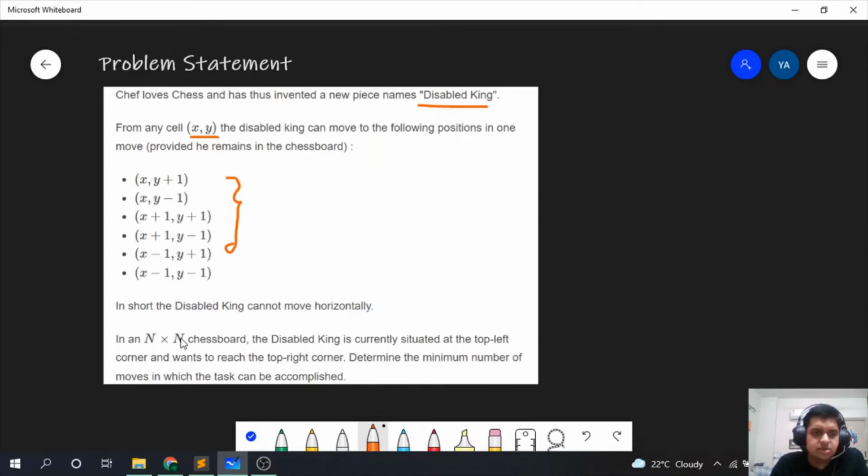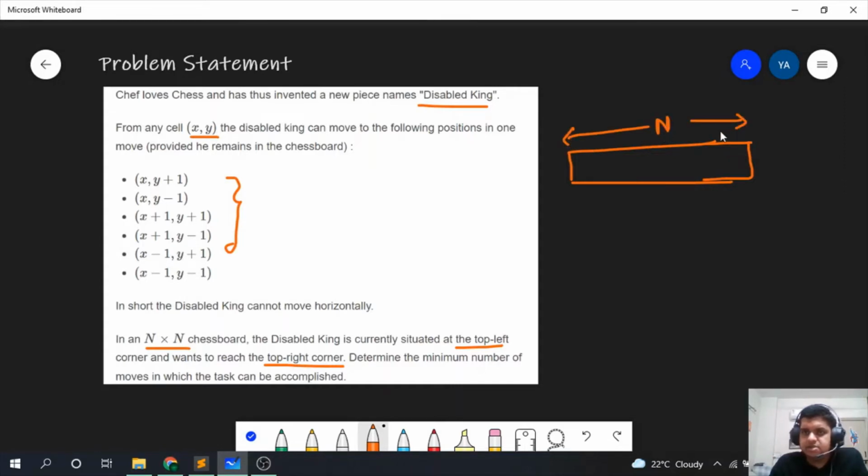Now in an n cross n chessboard, the Disabled King is currently situated at the top left corner and wants to reach the top right corner. So determine the minimum number of moves in which the task can be accomplished. Let us just draw an n cross n chessboard. Actually the n cross n really doesn't matter, only the one side n matters.